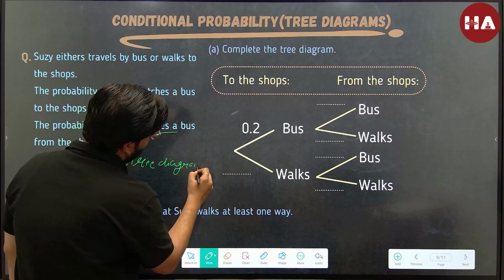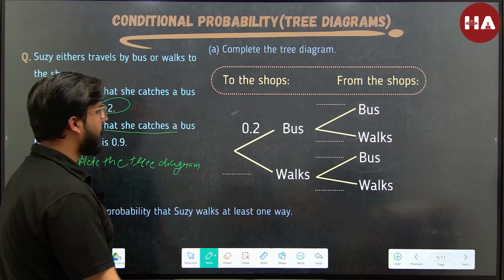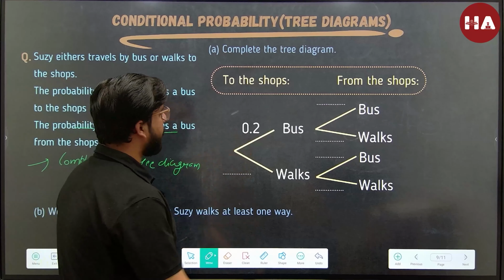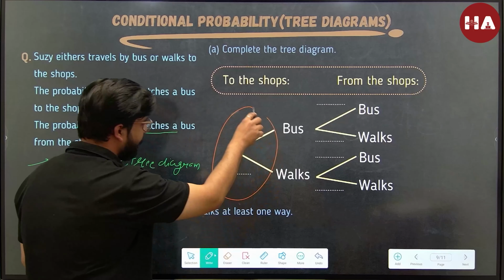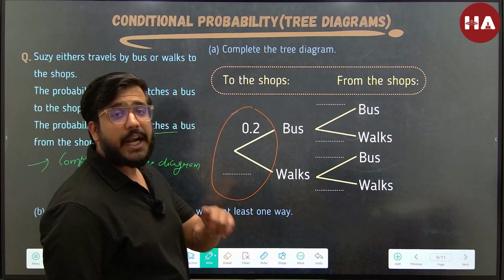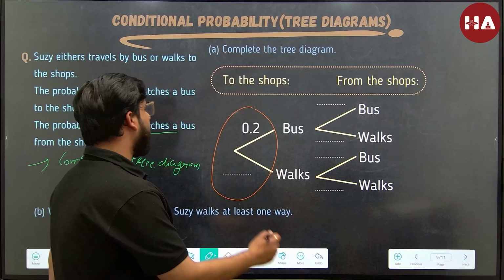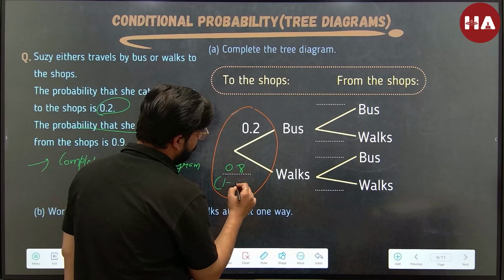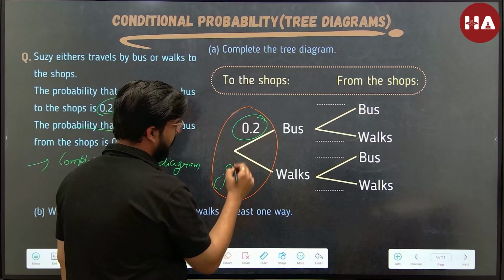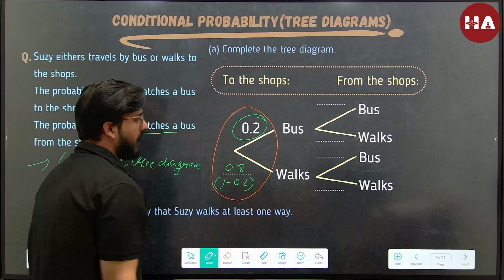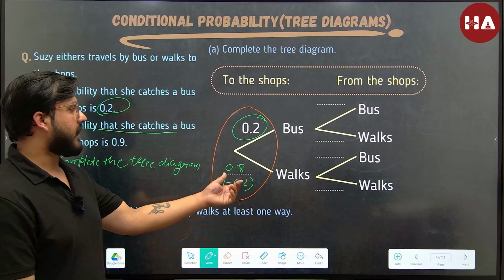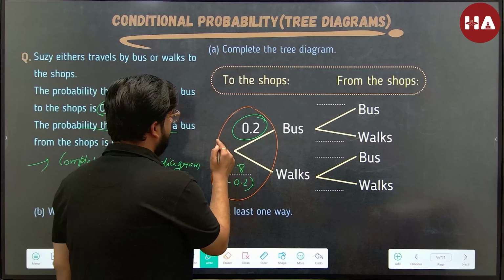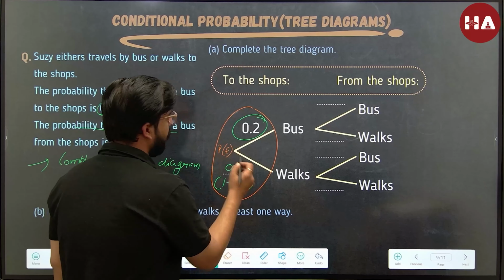Okay, so first you can complete your tree diagram. This will be evaluated as what? As you can see, this is the first branch and this will add up to 1. So you can directly write your answer as 0.8. So I am writing the solution also. 1 minus this branch will be giving you the answer for this side. Now you can write the probability of an event also if you wish to.